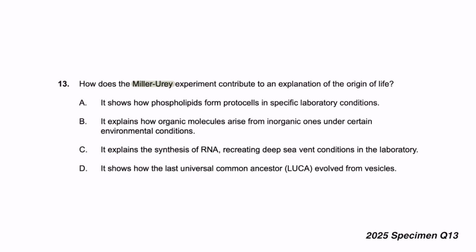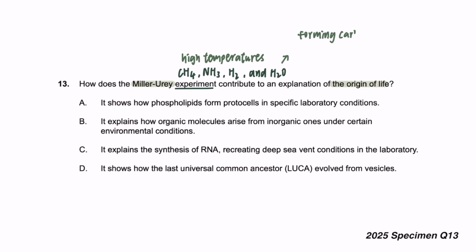Miller and Urey tried to simulate the conditions of the early Earth to study the origin of life. In this experiment, several inorganic compounds were added into the experimental setup, for example methane, ammonia, hydrogen, and water. These inorganic molecules reacted in extreme conditions, such as extremely high temperatures. These inorganic molecules turned into organic molecules, such as carbohydrates, proteins, and nucleic acids.